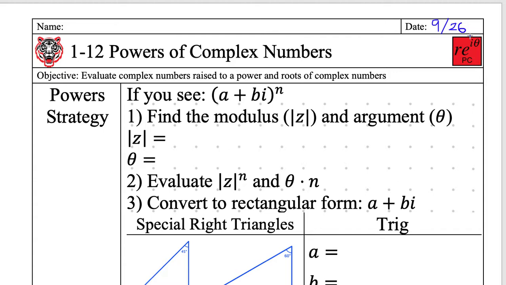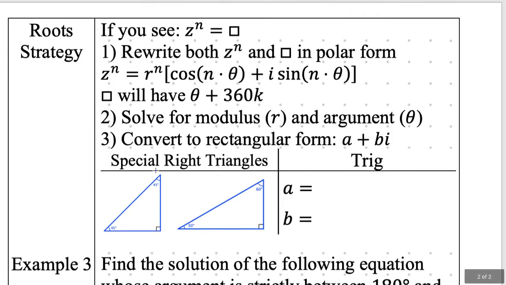What is our objective today, Eva? Evaluate complex numbers raised to a power and roots of complex numbers. There it is. So you guys have the basic idea down from the warm-up, but it is a little bit more complex than I made it out to seem in the warm-up. So one is going forward, one is going with powers, and then on the backside we have roots.